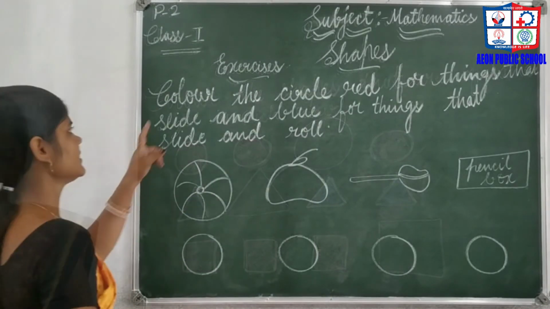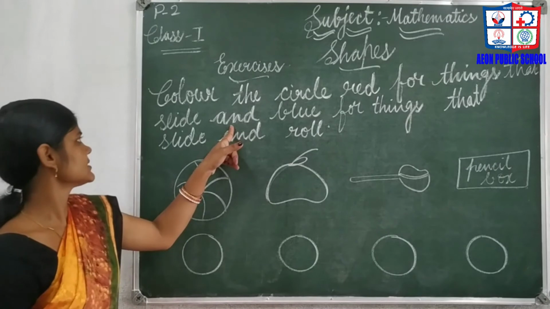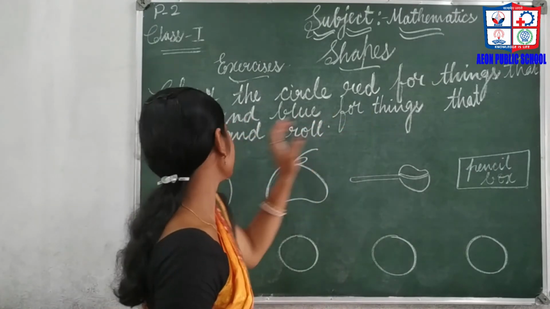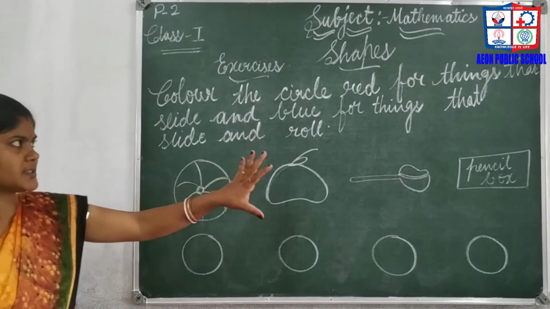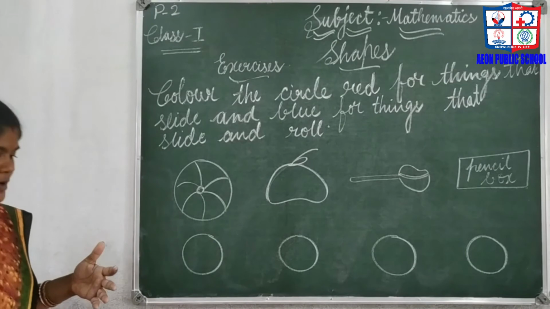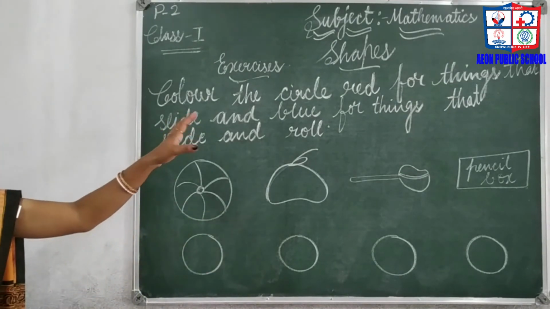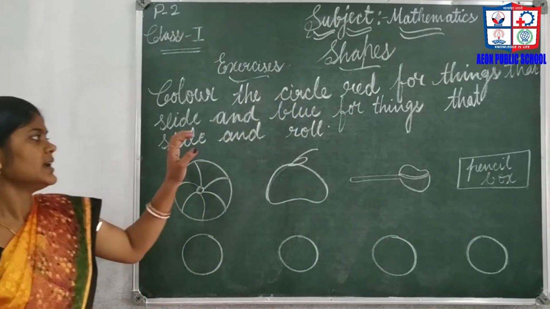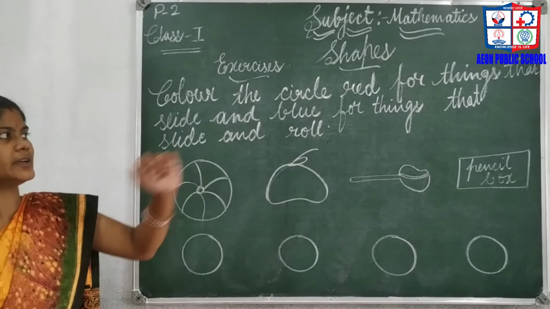Do like this exercise. Color the circle red for things that slide and blue for things that slide and roll. So here what is the question? Here some objects are given. Which one is sliding? Means if you push or pull, if it slides, then you have to color that with red. And if it slides and rolls both, then you have to color it with blue.